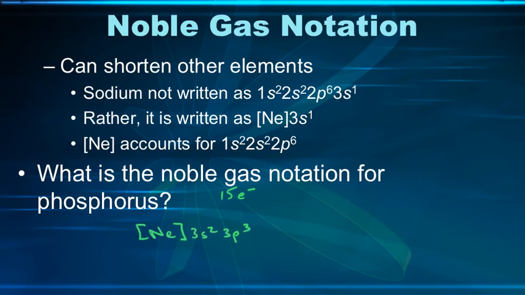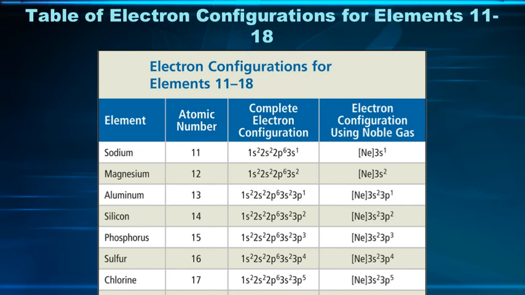So what you should do is go to the noble gas that appears before phosphorus. That's neon, which has 10 electrons. That means we need 5 more, and they fill in 3s2, 3p3. So here are the noble gas configurations for elements 11 through 18. You can see how that saves having to write all of that out.